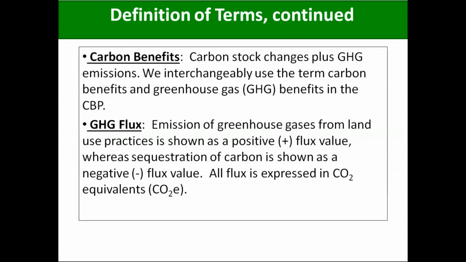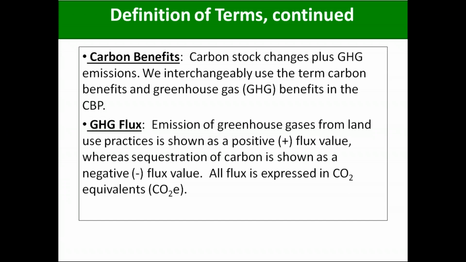Okay, so carbon benefits, this is a term that we use to mean net greenhouse gas balance. So this is carbon stock changes plus greenhouse gas emissions, and we use these terms interchangeably. Your greenhouse gas flux is your emission of a greenhouse gas from land use practices, and it's shown as a positive flux value. So if you've got emissions going into the atmosphere, it's shown as positive, whereas sequestration is shown as negative. So if it's being sucked up by the land, then it has a negative value.